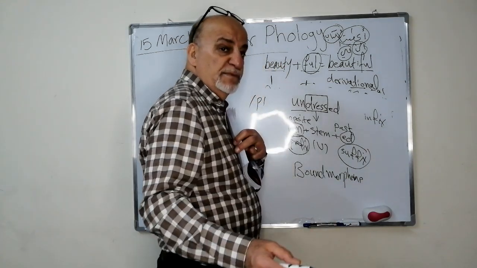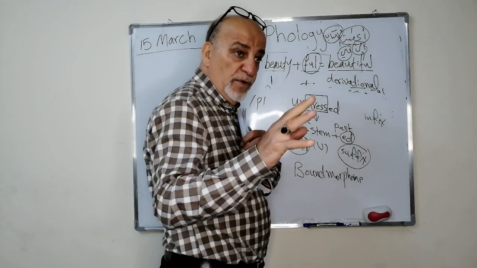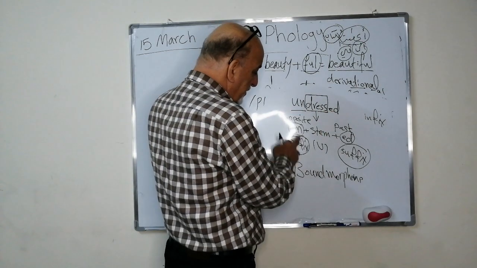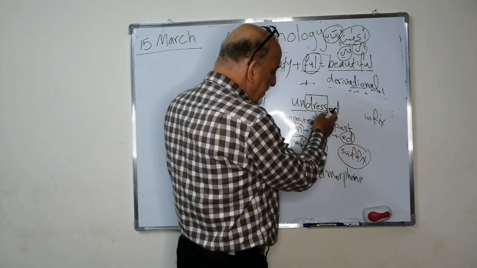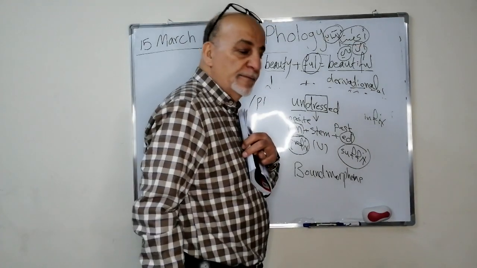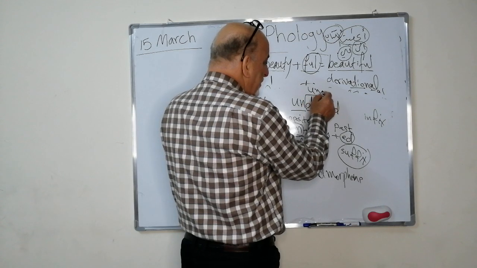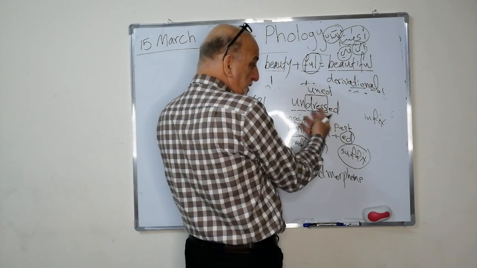Bound morpheme. What does it mean, bound morpheme? It means they cannot stand on their own. They have to be attached to something, like this. Now, un is attached to dress. Ed is attached to what? This. Now, can we have un, ed like this? Prefix plus ed? No.